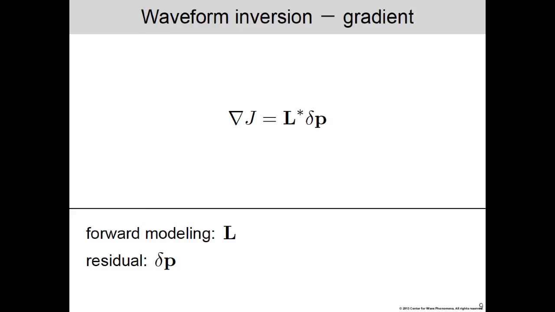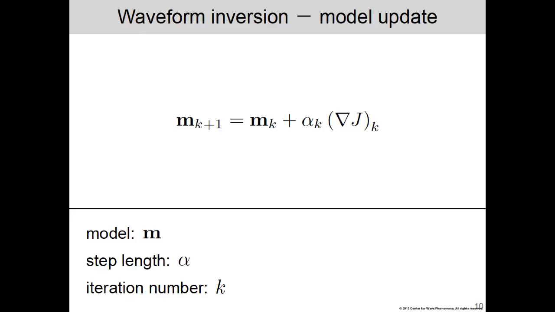So what this means is we're limited to local descent methods. For example, steepest descent, conjugate gradients, and variants of Newton's method. For these methods, we need to compute the gradient according to this equation. And here, delta P is the residual. L is a forward modeling operator, and L star is the adjoint. And in conventional waveform inversion, the residual is simply the difference between simulated and observed data.